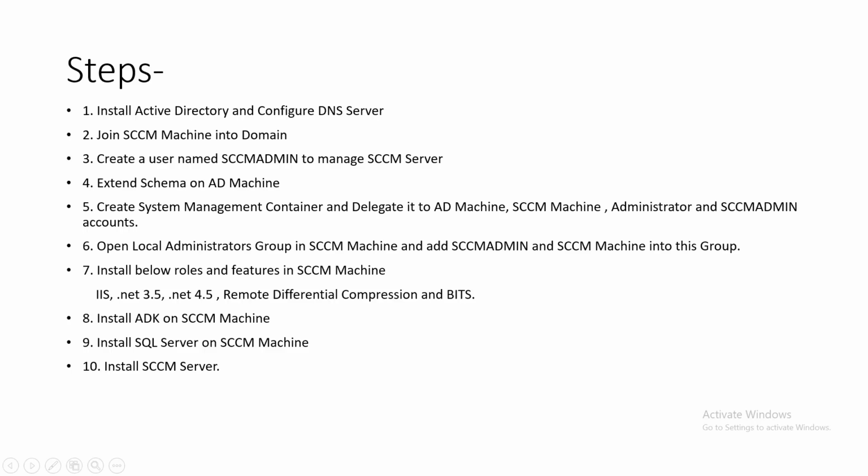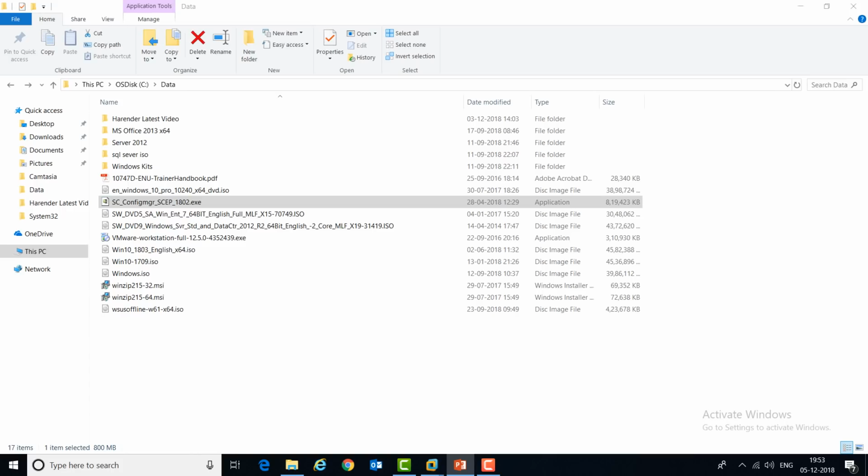The seventh step, we need to install some roles and features on the SCCM machine. Which roles and features do we need to install? IIS, .NET 3.5, .NET 4.5, Remote Differential Compression, and BITS. These are the roles and features that we need to install on the SCCM machine. The eighth step is to install ADK on the SCCM machine, the ninth is to install SQL Server, and the tenth is to install the SCCM server.